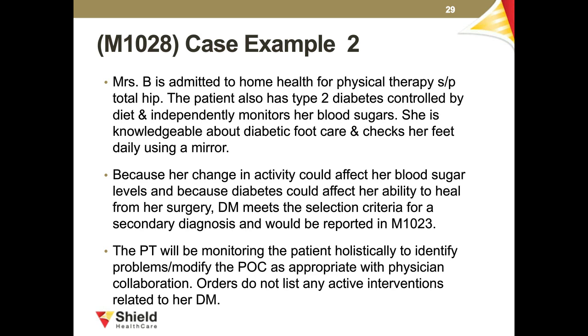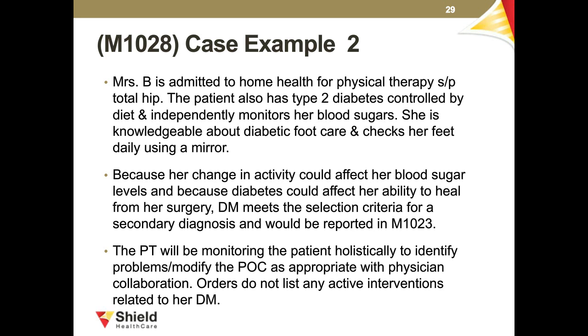She independently takes care of herself, monitors her insulin, checks her feet, checks her general foot care, is doing good. She does all of the things she should be. But the therapist recognizes that because a change in the activity provided by the therapy could affect her blood sugar levels, and because diabetes could affect her ability to heal from surgery, that the diabetes meets the selection criteria for a secondary diagnosis and would be reported as a secondary diagnosis in home health, other post-acute settings as well, and that the physical therapist will be monitoring that patient holistically, not doing anything directly with the diabetes, but asking the patient how their diabetes is doing.